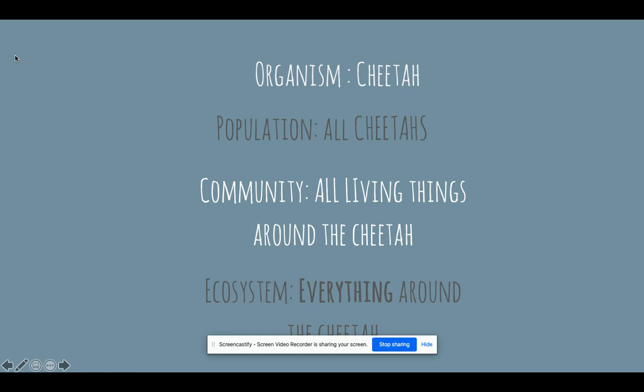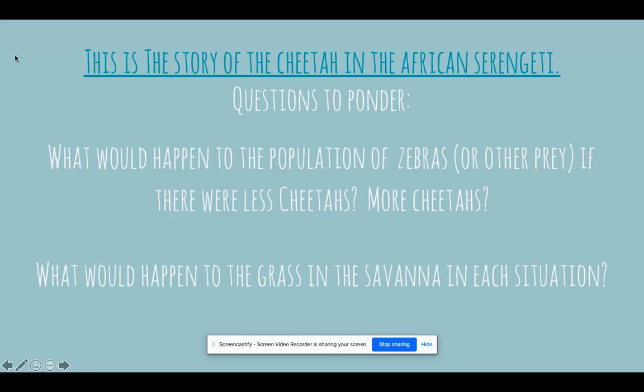The community are all the living things around that cheetah that make up that ecosystem, which is everything around the cheetah, including other animals, other plants, and organisms. So, hopefully, that breaks it down because when we talk about ecosystems, kids often use population when they should actually be using the word ecosystem or community. So look at this slide again and analyze. An organism would be a cheetah, population, all the cheetahs, community, all the living things around the cheetah. And the ecosystem is everything around that cheetah, including your plants and other organisms.